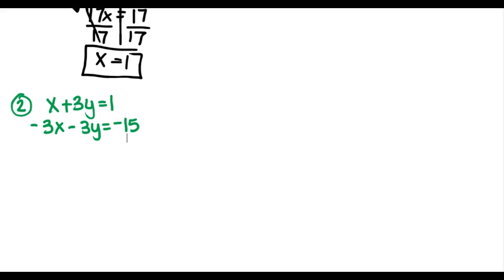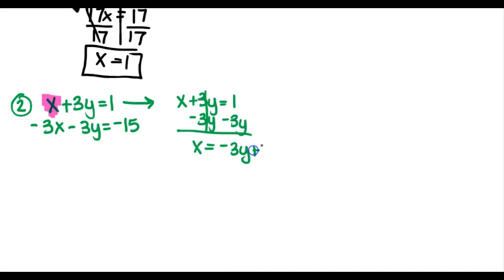We have to figure out what we can solve for. What I tend to do is look for that single variable. Right here is a y, that's nice, but there's a 3 attached to it. This x has a negative 3, this y has a negative 3, so I don't want those. I want this one, because it's already by itself, so I don't have to do any extra steps. So x plus 3y equals 1. I'm going to subtract 3y, because right now it's a positive, and then we have x equals negative 3y plus 1.